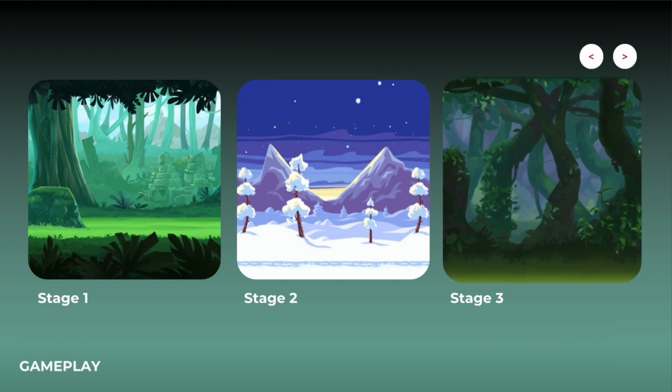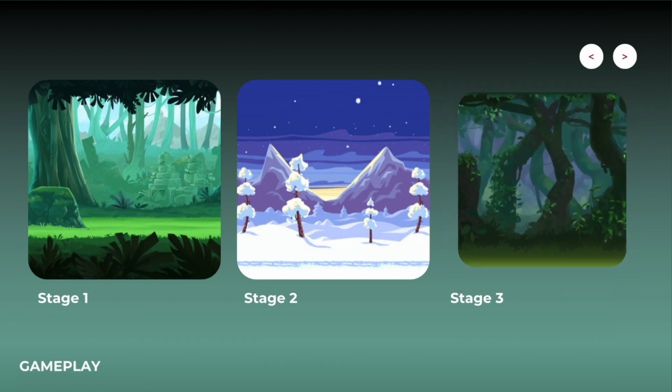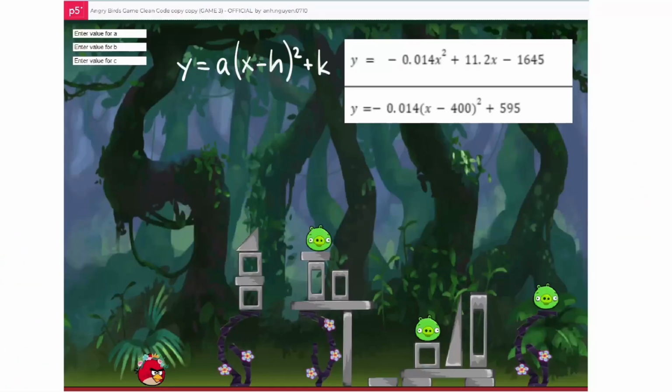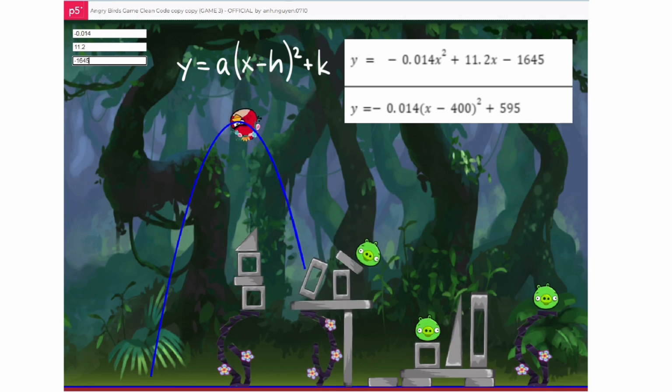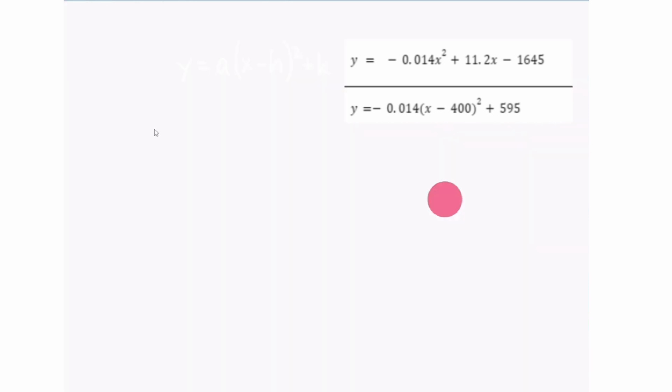Lastly is stage 3. The concept of stage 3 is the forest, so we use rock blocks added with strange and mysterious plants. In addition, we also switched to a new bird, styled with a flower crown. The design requirements for stage 3 require obstacles added between the bird and the pigs, and all the pigs must be at different heights, creating different parabolas.